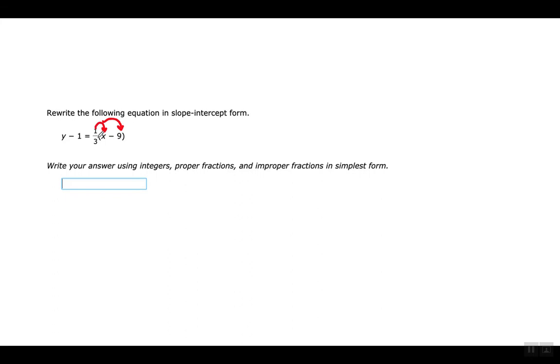Now, what's 1/3 of negative 9? In other words, when you multiply 1/3 times negative 9, all you're going to do is put the 3 beneath the negative 9 and divide. So what's negative 9 divided by 3?